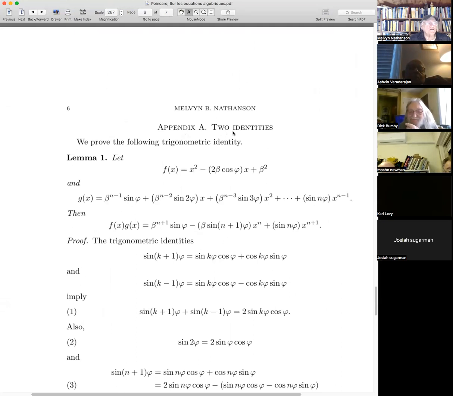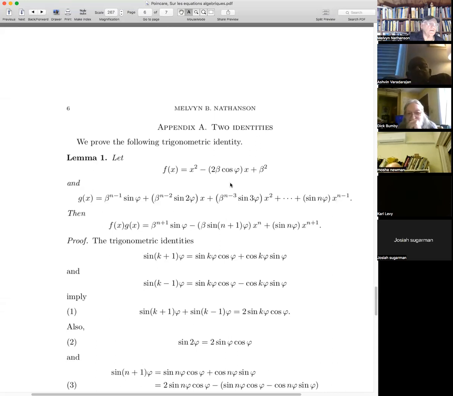So I call this appendix 2 identities because there are actually 3 identities, but that's all right. Remember, I had a polynomial that looked like this. I don't care about the signs. I don't care whether the number beta is positive or anything. And I don't care what the sign of these trigonometric sine things is. Here I have a polynomial, x squared minus 2 beta cosine phi x plus beta squared. And I have this polynomial whose coefficients involve powers of beta and the sine of multiples of phi.